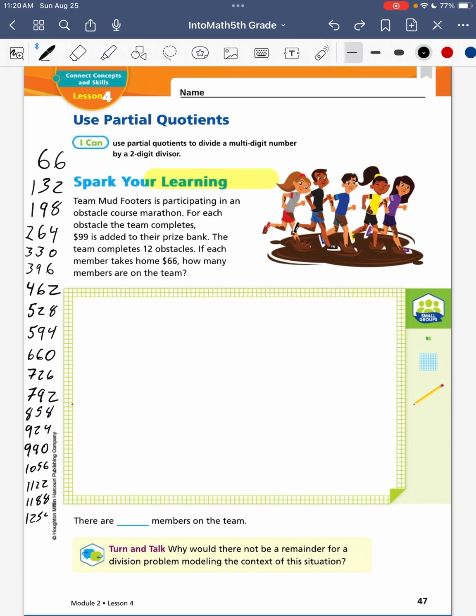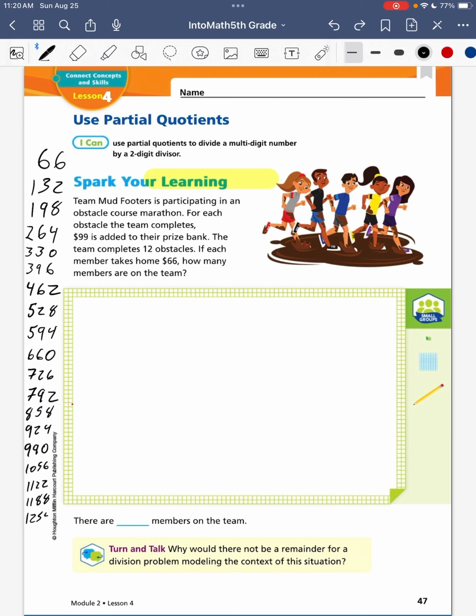These are pages 47 through 50 in your Unit 1, Module 1 through 9 workbook. In this video, we will go through the Module 2, Lesson 4, Spark Your Learning, Build Understanding, and Step It Out questions, and a few select questions from Check for Understanding and On Your Own. Feel free to skip around in the video to find help on the particular problems you may need help on. Today in Lesson 4, we're going to be using partial quotients. I can use partial quotients to divide a multi-digit number by a two-digit divisor.